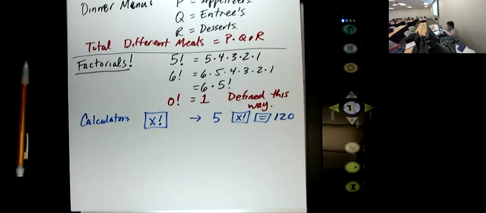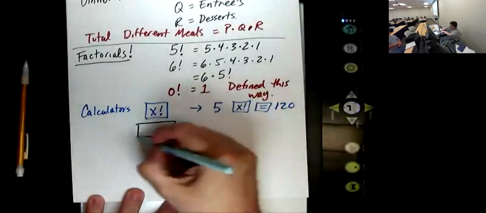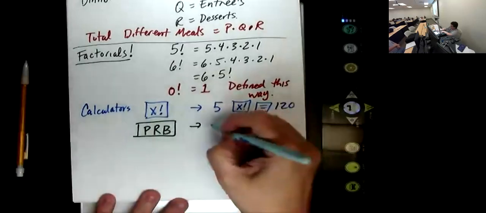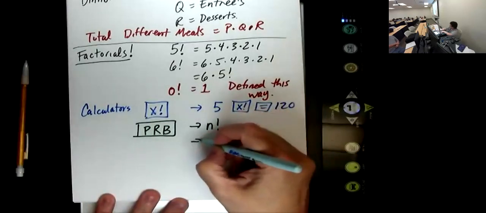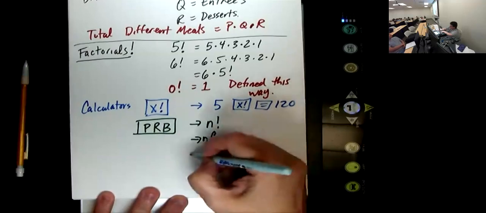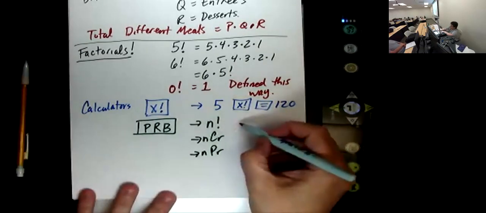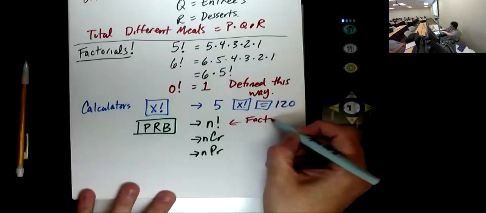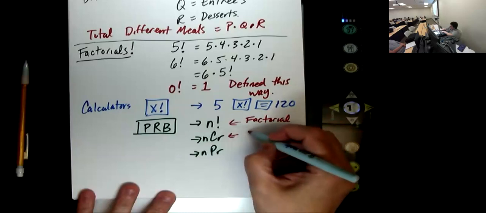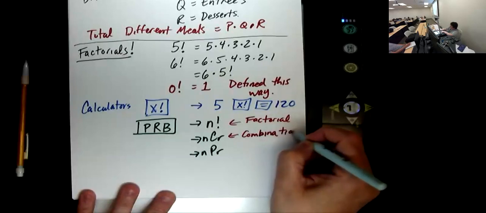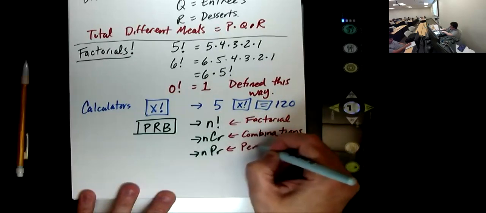The other option is calculators that have the PRB button. If your calculator has a PRB button, when you hit it, 3 things will appear. You have n factorial, NCR, and NPR. In fact, we will be covering all 3 of these today. They are all related. That's your factorial. This is called combinations or combinatorics. And this one is for permutations.